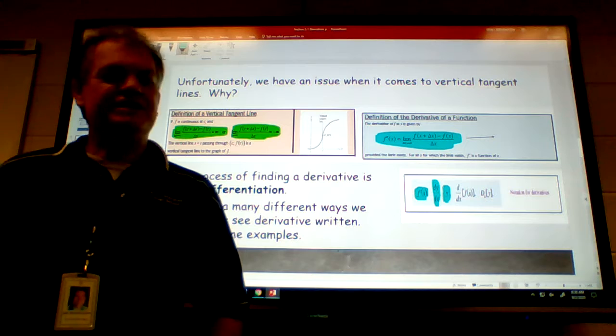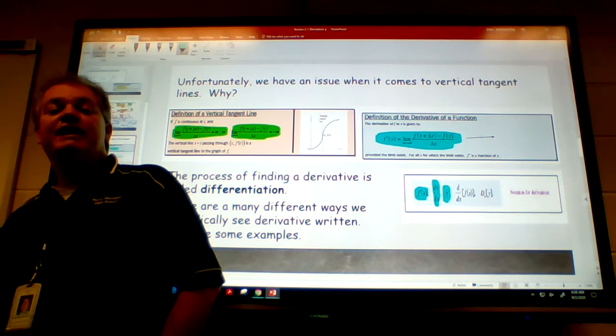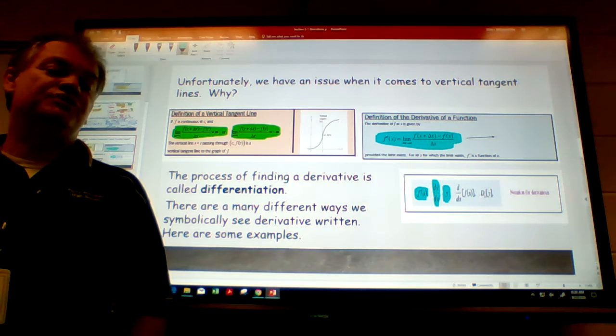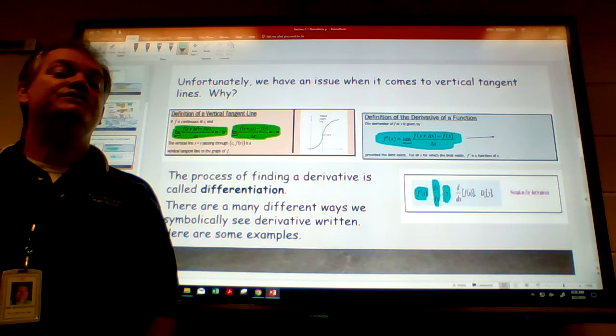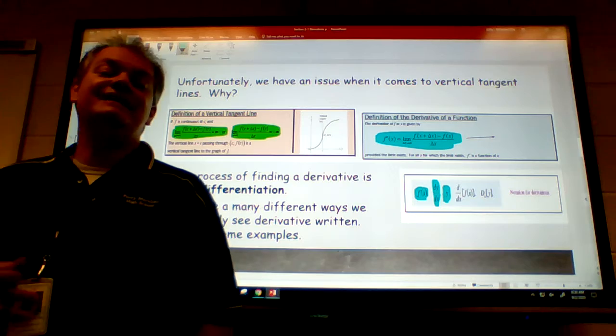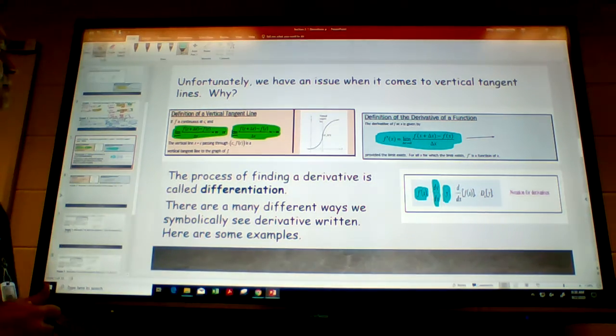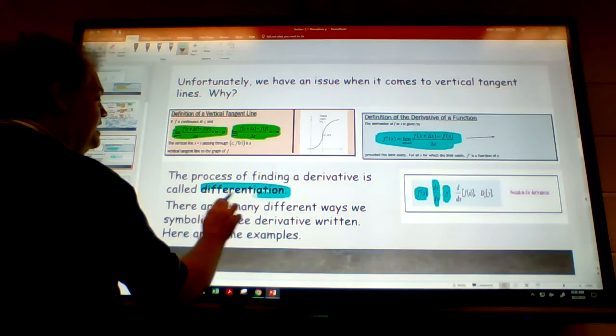So that's a difference between calculus and algebra. You've learned to determine slope between 2 points. Now you're going to do it at exactly 1 point, instantaneous slope. But we're going to talk about that more, and that is what's called differentiation.